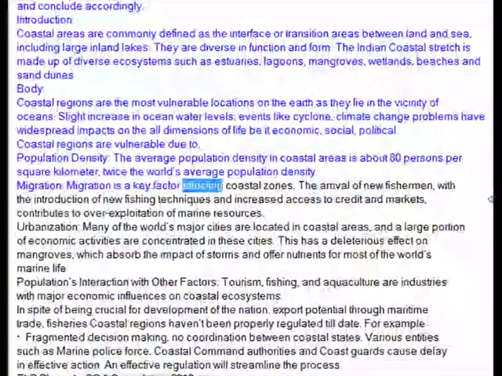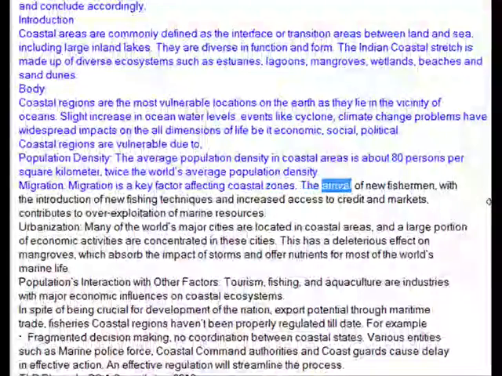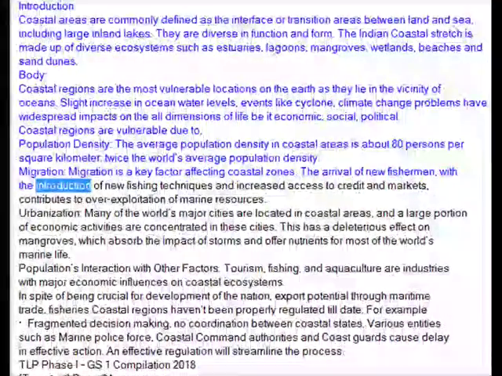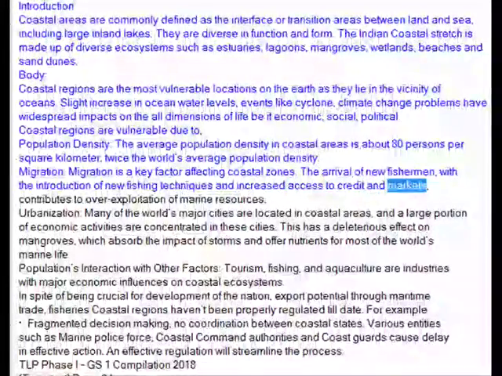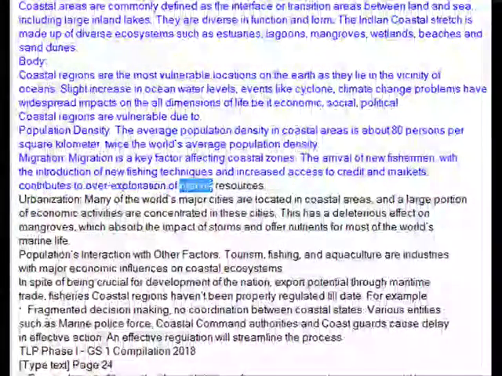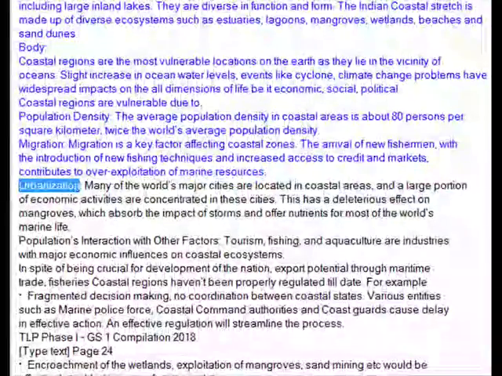Migration is a key factor affecting coastal zones. The arrival of new fishermen, with the introduction of new fishing techniques and increased access to credit and markets, contributes to overexploitation of marine resources. Urbanization.